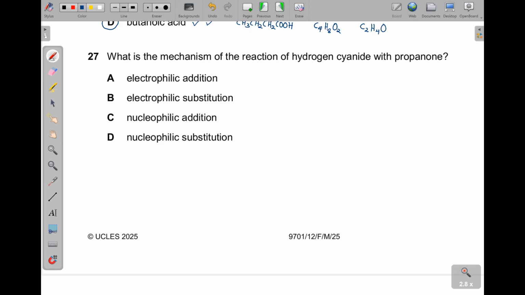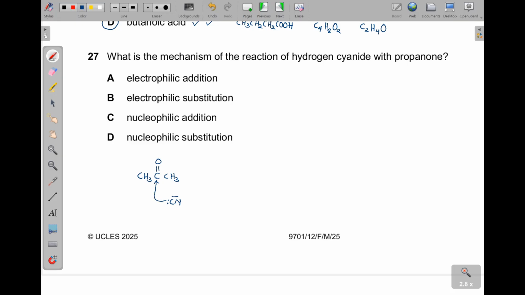Question 27. What is the mechanism for the reaction of hydrogen cyanide with propanone? Now the mechanism is actually like this. You have propanone, which is CH3, then the carbonyl carbon there, and then the CH3. This is propanone. So for hydrogen cyanide, I'm going to take the cyanide, CN. It has a negative charge here. Then the lone pair comes to this carbon here.